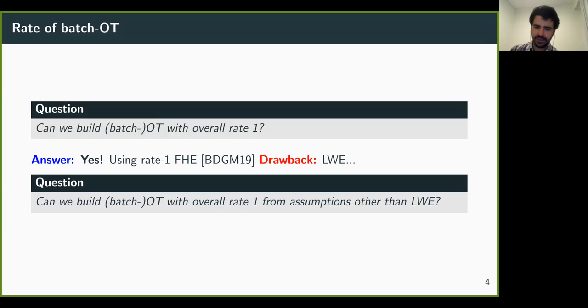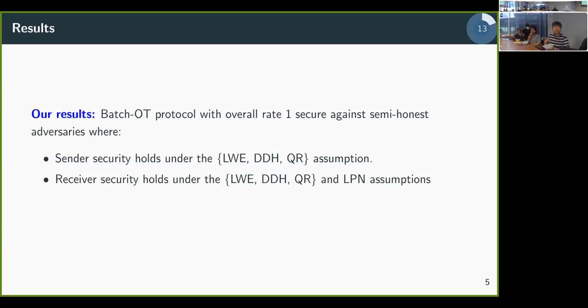And it turns out that the answer is a bit more complicated than in the LWE setting. So what we show in this work is that we can build OT with overall rate 1, which is secure against semi-honest adversaries. Here, sender security holds under one of these assumptions, so LWE, DDH, or QR, and receiver security holds under one of these assumptions plus LPN.